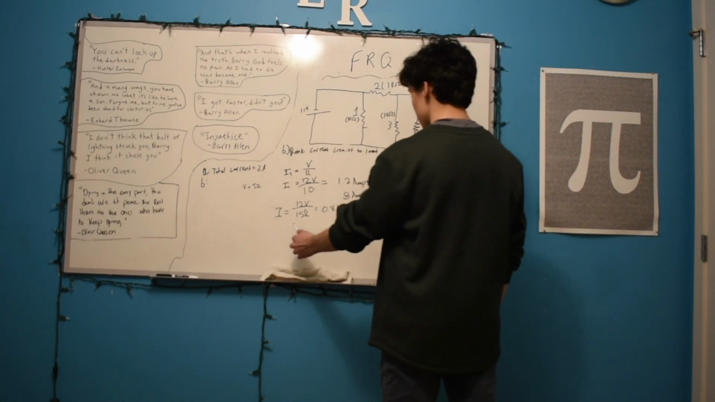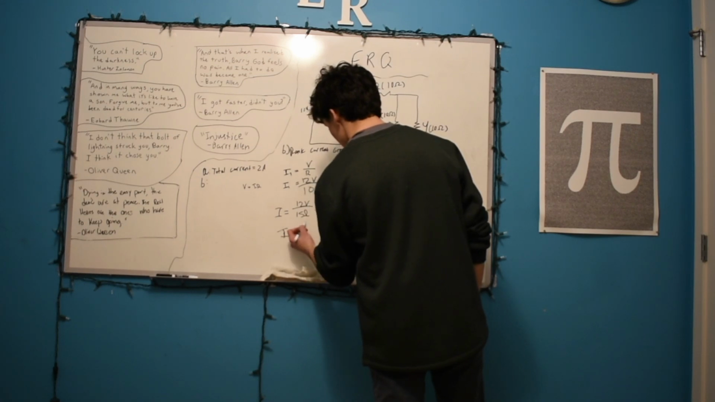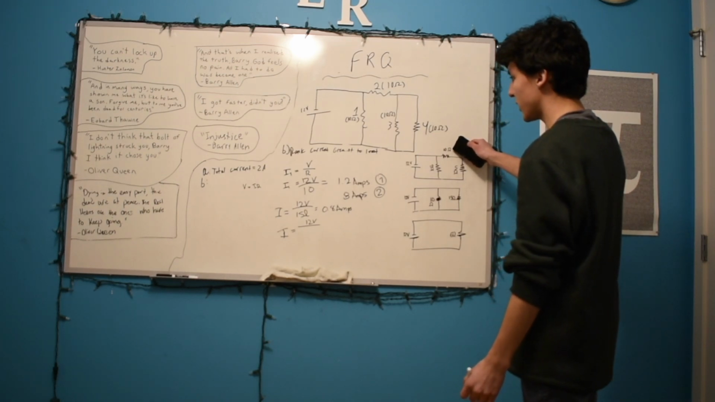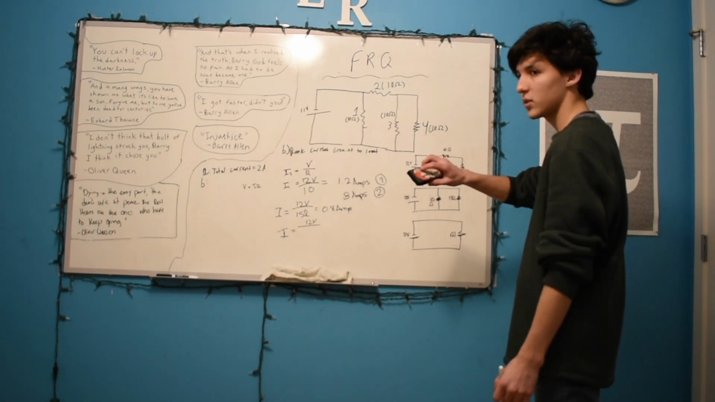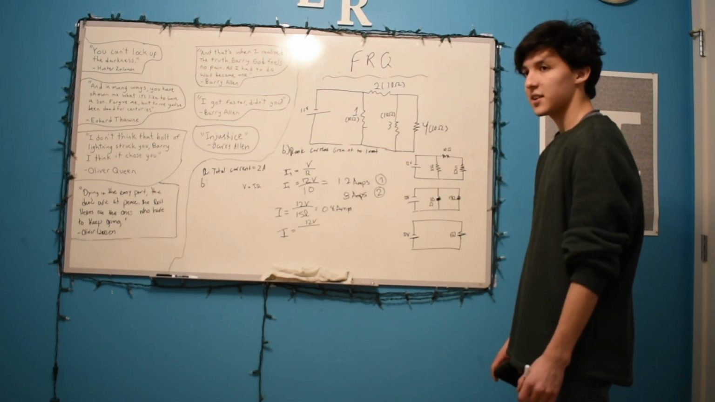So what, you want me to... I equals 12V divided by what? These two added? No, it's not added up. Would that be added up? The 1 over... no, this isn't in parallel. Just 10 plus 5.